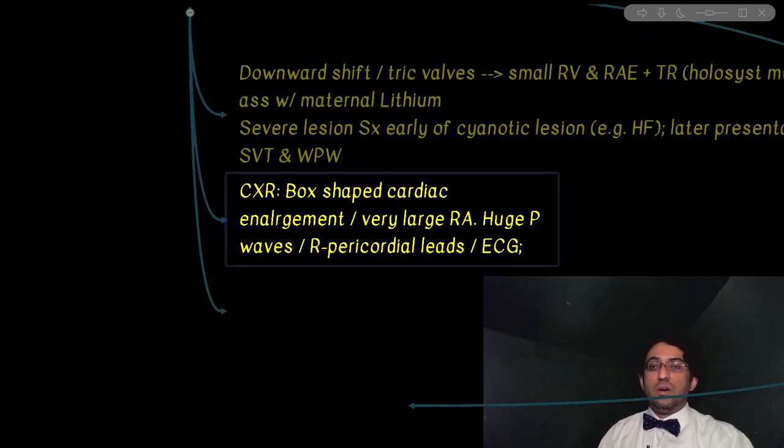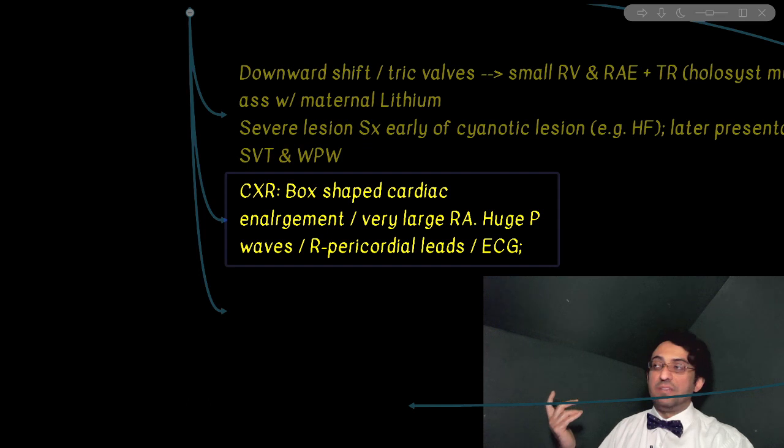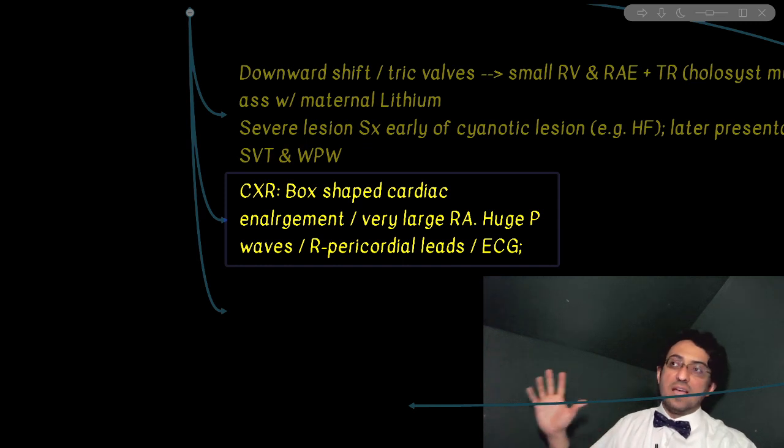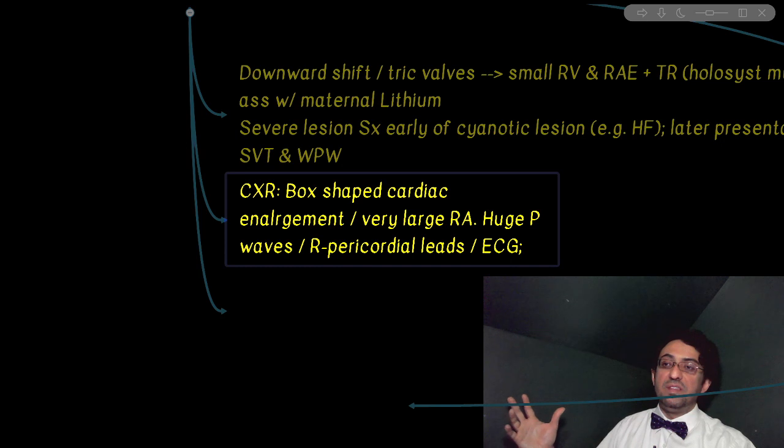Now, if you are said that you are dealing with a box-shaped heart, what will be the cyanotic condition? That's Ebstein anomaly. Remember, globular heart was seen in what condition? In hypoplastic left heart syndrome. What about boot-shaped heart? That was tetralogy. What about the figure of 8? That was the snowman or figure of 8 of total anomalous pulmonary venous return.